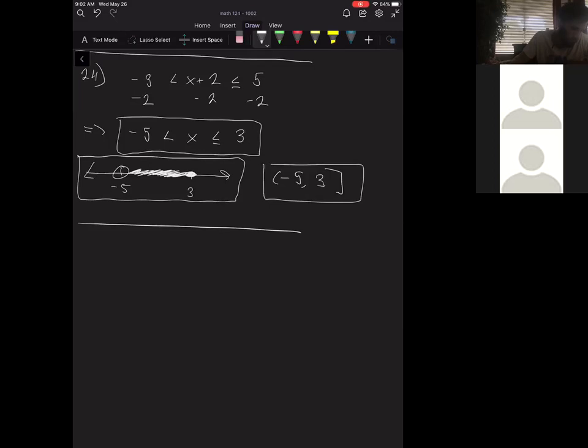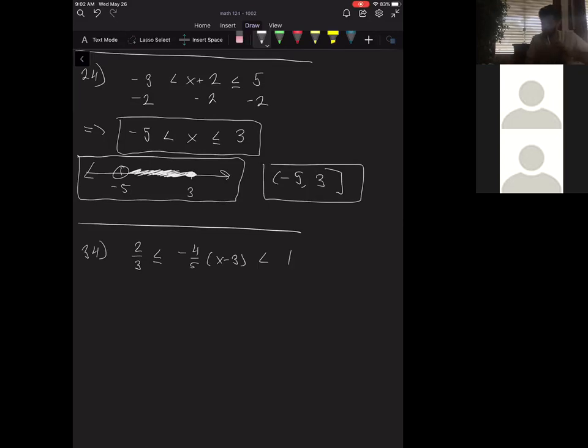How about 34? 2 over 3 is less than minus 4 over 5, x minus 3, less than or equal to 1. Okay, so we need to get the x alone in the middle.